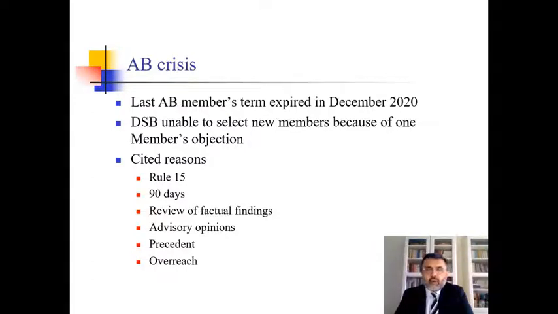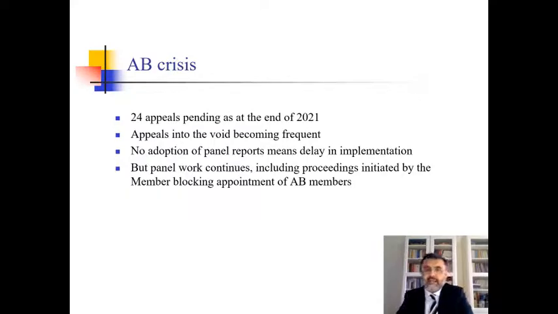So for all these reasons, the United States decided to not agree to the selection of new members to the appellate body. And therefore, as of today, we have 24 appeals that are pending. I think of the 24, 10 were the appeals that were already pending when the number of the appellate body members came down to 0.